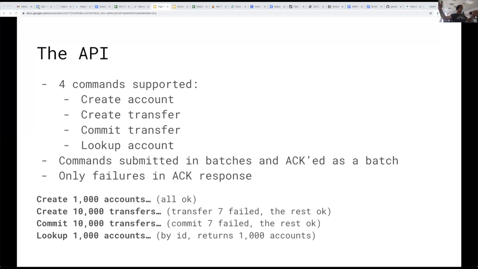TigerBeetle will take that, process it, and return you a batch response, and the batch response will only contain the errors. So a batch response is an ACK of everything that was in the batch request, and inside the response will be any errors for commands that were submitted in the previous batch that didn't work.